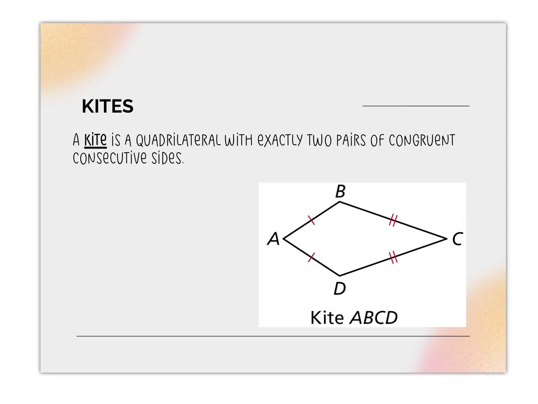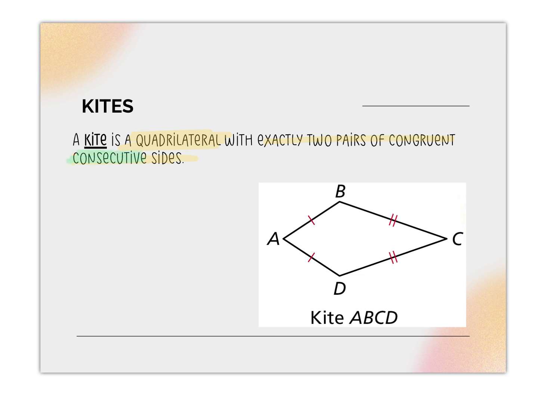Now, kites are interesting because kites don't have any parallel sides, okay? So there's no parallel opposite sides in a kite. A kite is simply a quadrilateral, okay? Now, what makes a kite unique is it has exactly two pairs of congruent consecutive sides.